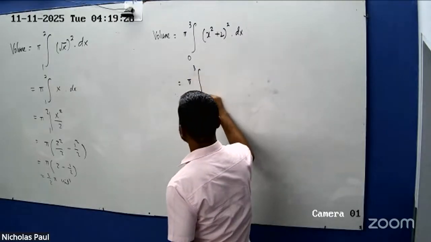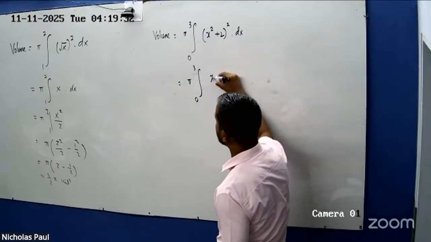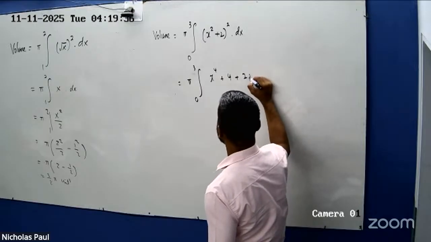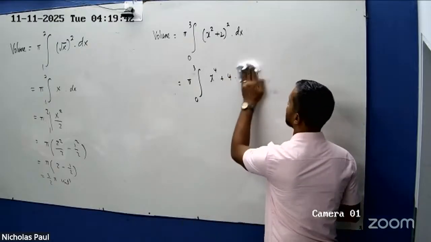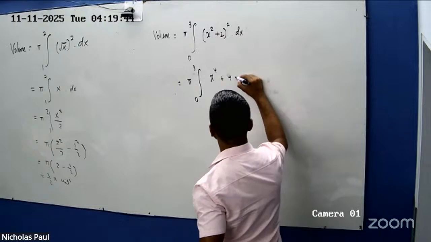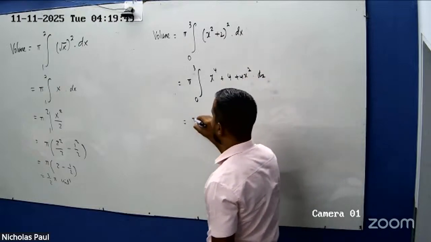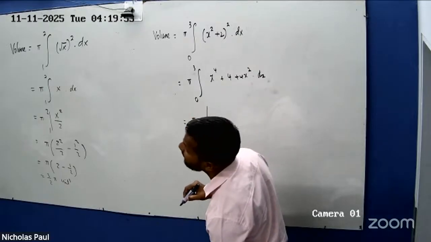Right, I saw some mistakes with the expansion. Remember, whenever you're squaring something, it will be x squared plus 2 by x by 2 plus 2 squared. Right, so I just put in 4 there, right? And then you plug in your values online.